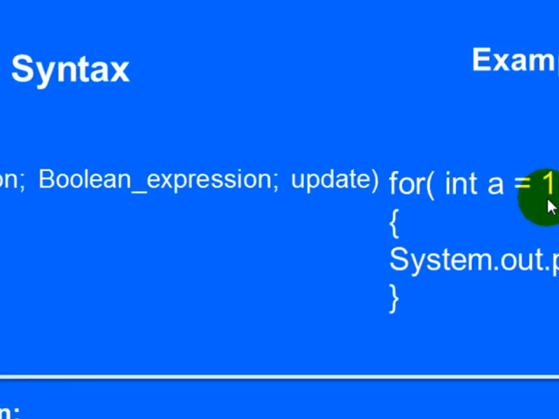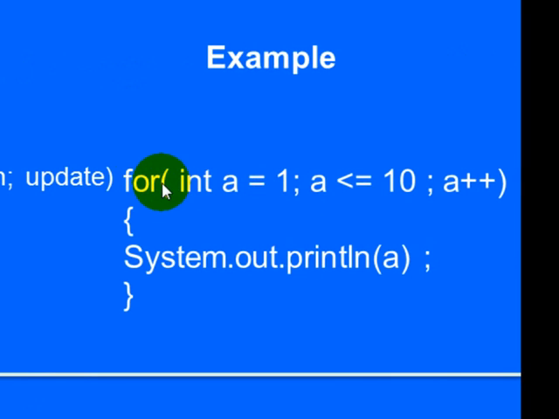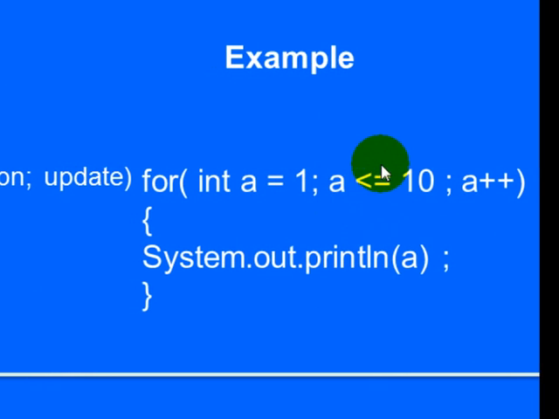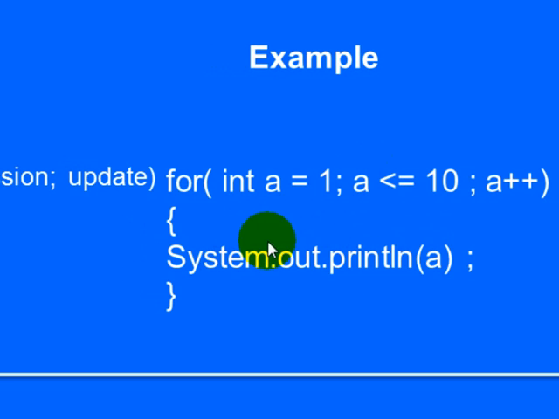The example of for loop is for int a equals to 1. Here this is the initialization as well as the declaration part. We have declared a variable a of data type integer, and we have assigned 1 to the variable a. Now after that it will go to the conditional part. If it is true, then it will execute this statement, then it will go to the updation part, then again the conditional part, and so on.